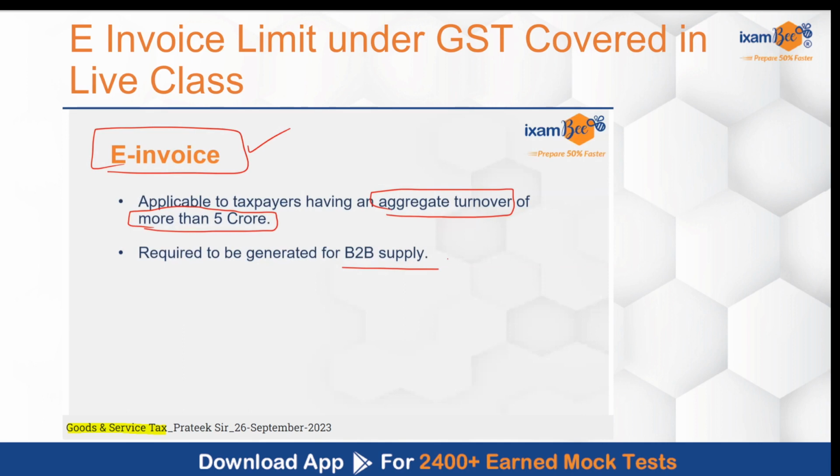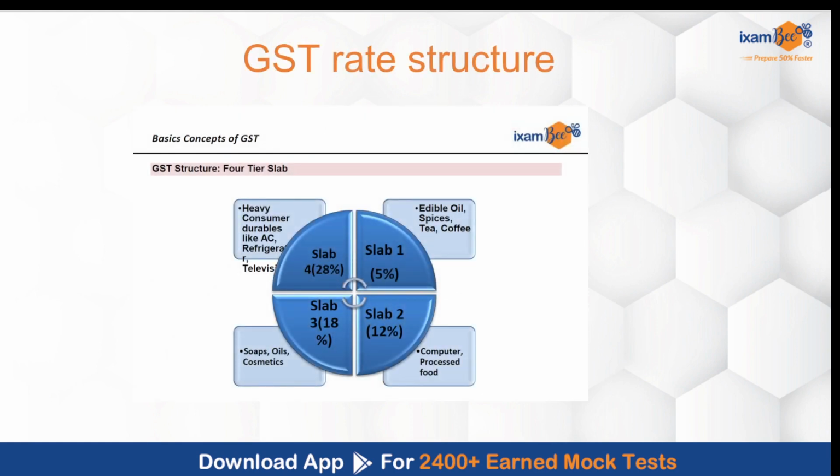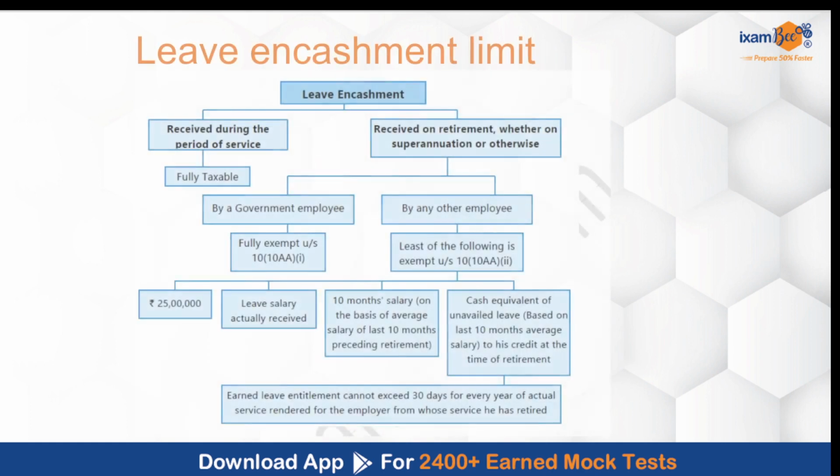The next question was, the limit was asked for e-invoicing. So e-invoicing was introduced by the government from 1st of August, and which entities this will be compulsory for was asked. So it was for any GST paying entity which has a turnover of more than 5 crores is the correct answer. There was another question related to the GST rate structure that was asked in the exam.